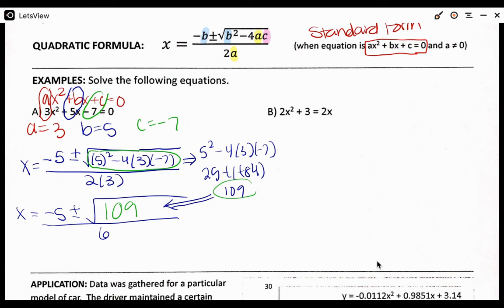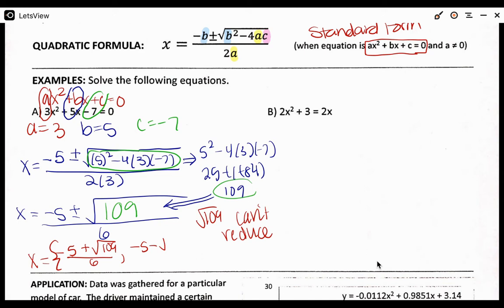Now, let's look. 109 cannot be reduced, so this is our final answer. So the square root of 109 can't reduce. So x is equal to -5 plus square root of 109 over 6. And it's also equal to -5 minus square root of 109 over 6. See how this plus or minus gave us two different answers? So it gave us a plus here and a minus there. So we have two x values. Okay.